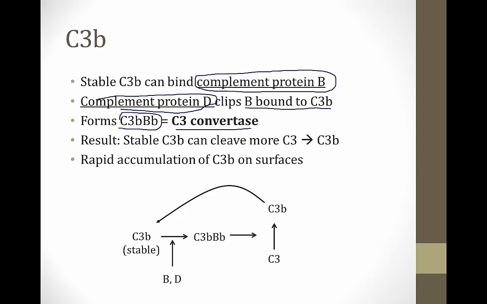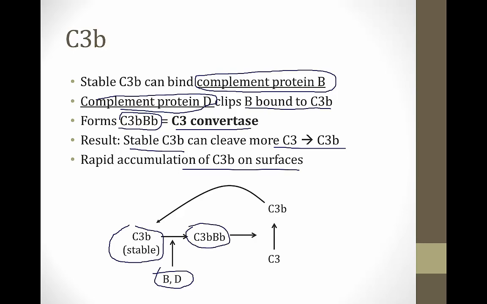So the result of all this is that once the alternative pathway creates stable C3b via binding to one of those surfaces I just mentioned, the stable C3b can cleave more C3 into C3b. The result is a rapid accumulation of lots of C3b on surfaces. I've drawn a picture of this down here to help you understand. Once you get some stable C3b via the alternative pathway, proteins B and D can make that C3 convertase right here, which converts C3 into C3b, and then you get a positive feedback loop.